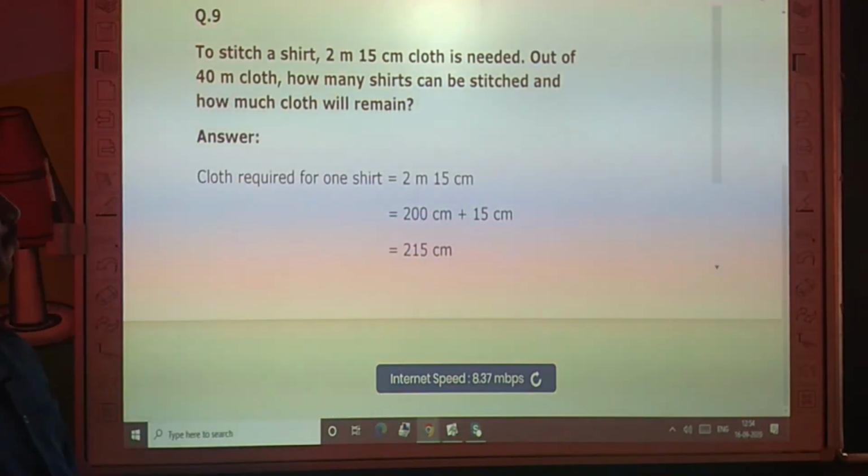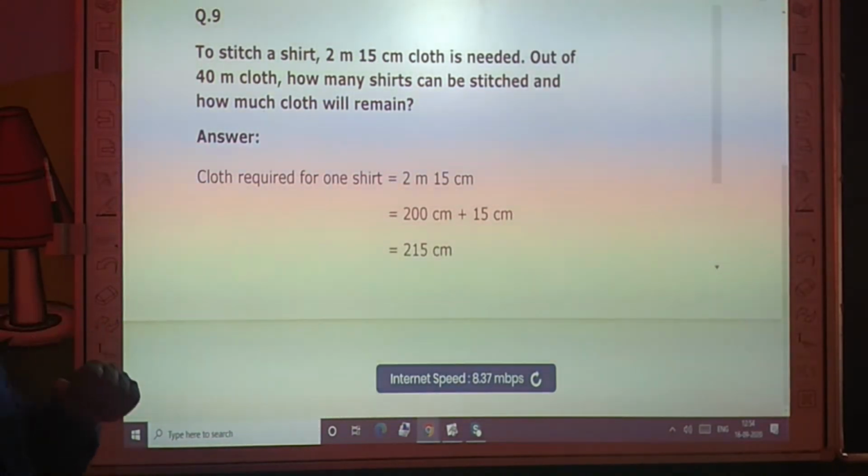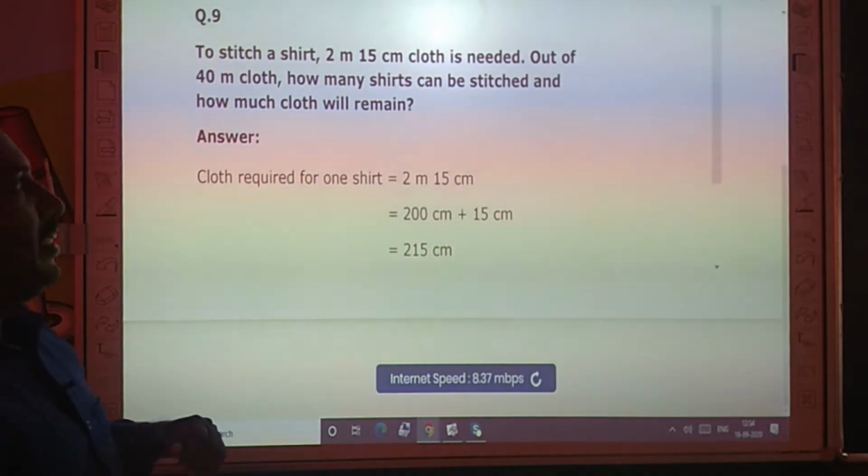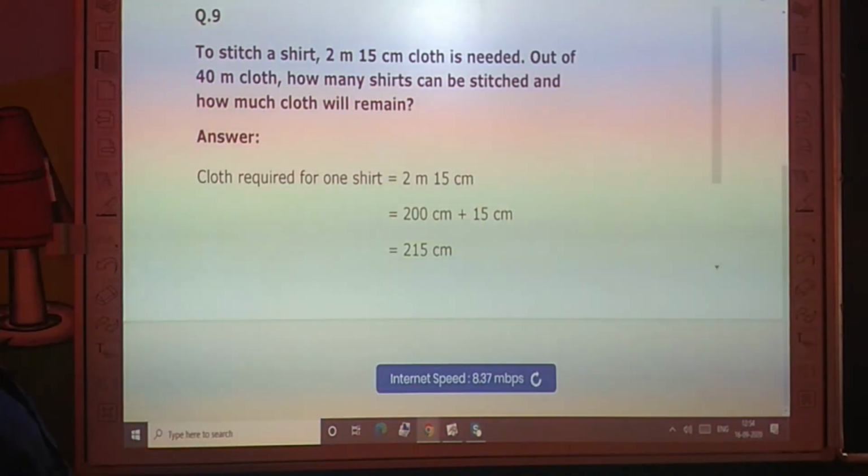Question number 9. To stitch a shirt, 2 meter 15 centimeter of cloth is needed. Out of 40 meter of cloth, how many shirts can be stitched and how much cloth will remain?